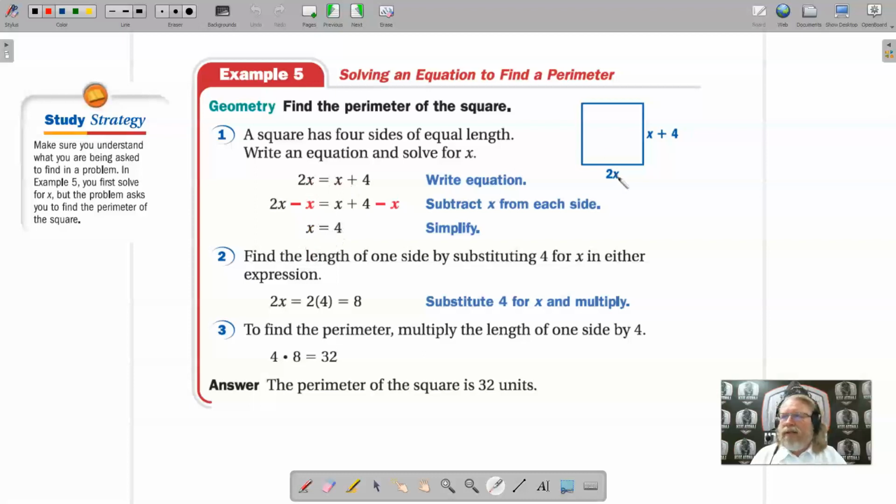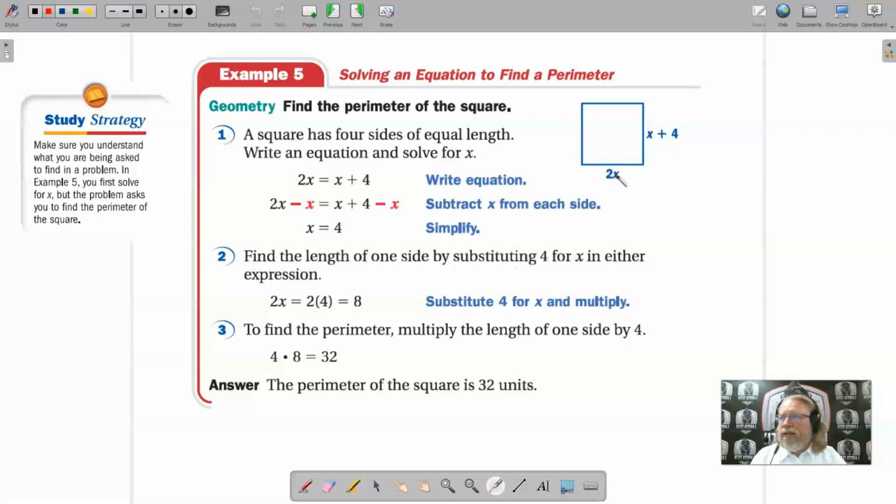Now that we know that the side length is 4, if the question were what's the perimeter of the square, and you just wrote down the answer 4 and submitted it, then it would be incorrect, because the question is asking you to find the perimeter of the square, not the side length. So now you can find the side length of one side by substituting 4 for x in either expression.